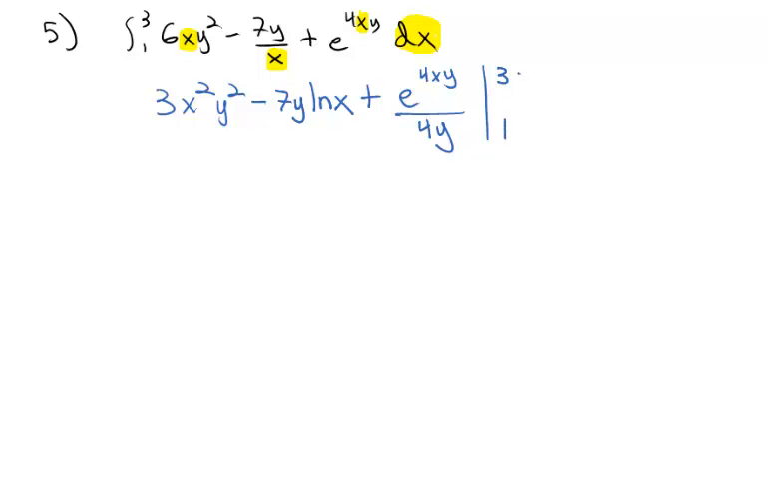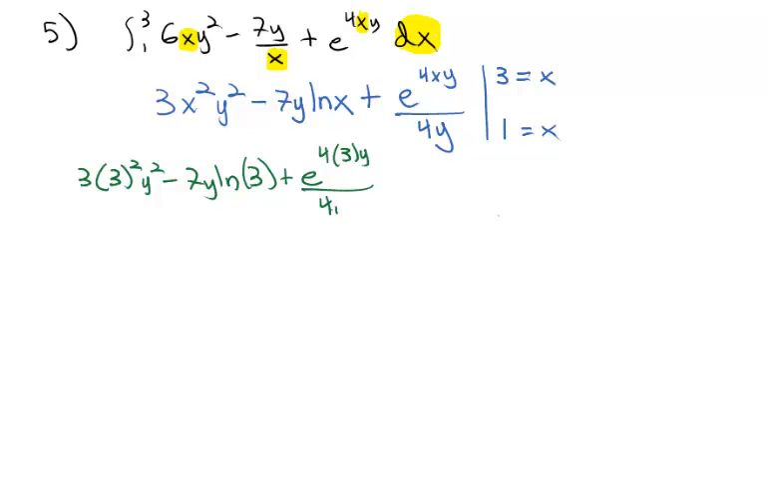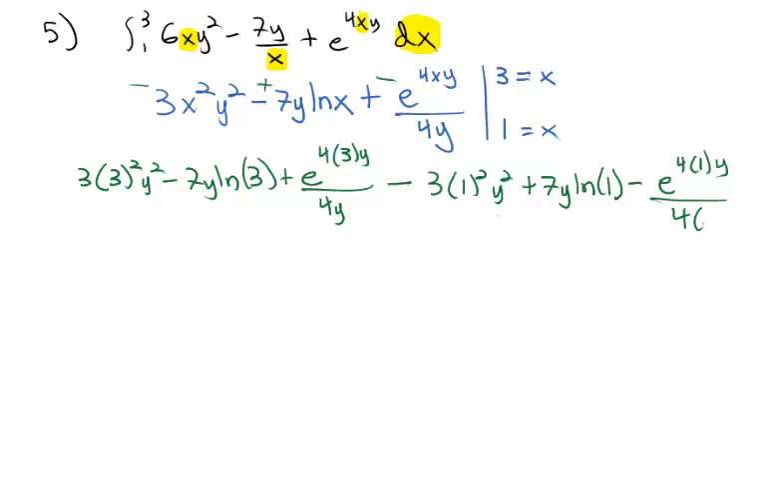The difference I'm going to do here is I'm going to say this 1 to 3 is equal to x. The y's are going to stay in this function. So we've got 3 times x, which is 3, squared, y squared, minus 7y natural log of x, which is 3, plus e to the 4x, which is 3, y, all over 4y, minus, and we're going to have to distribute this negative through, making it negative, positive, negative. So we've got 3 times 1 squared y squared plus 7y natural log of 1 minus e to the 4 times 1y over 4 times y.